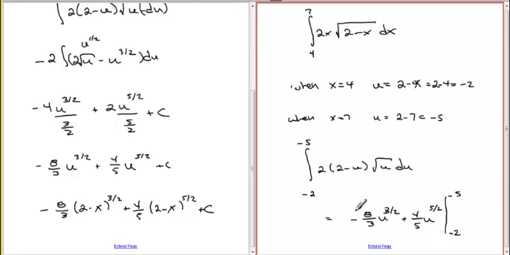And so then I can plug in u equals negative 2 and u equals negative 5, instead of plugging it back in and then doing x equals 4 and x equals 7. It just saves you one step of having to plug back in. So that's the basic difference between the definite integrals and the indefinite integrals.